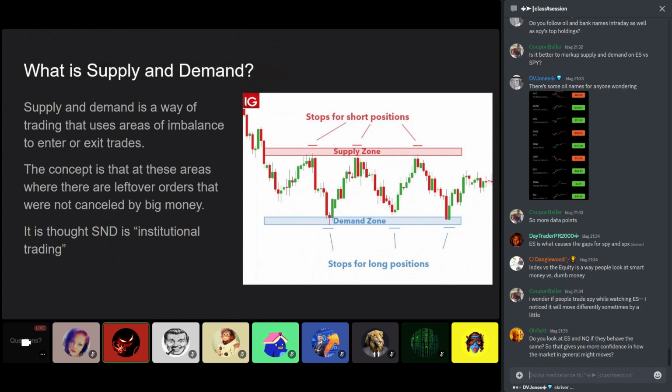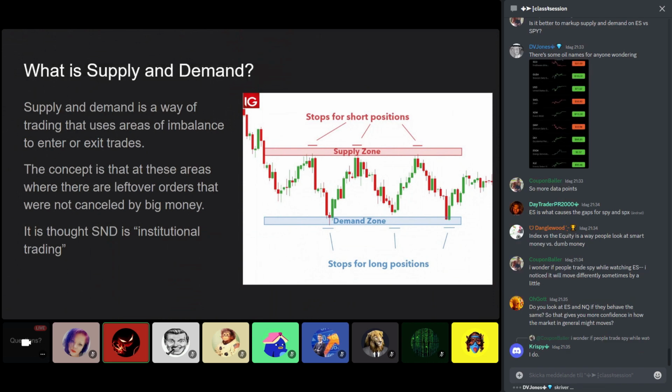No, ES and SPY pretty much move identical. It's just a matter of 1 point of ES being equal to SPY. It's very rare that they look any different.